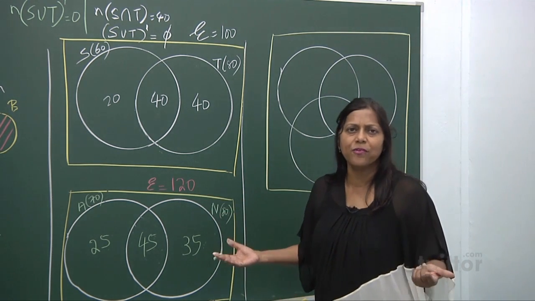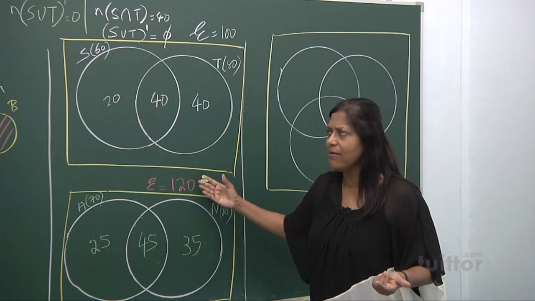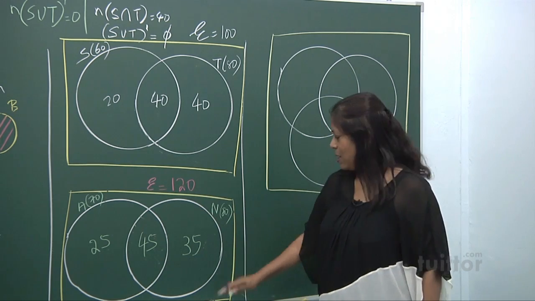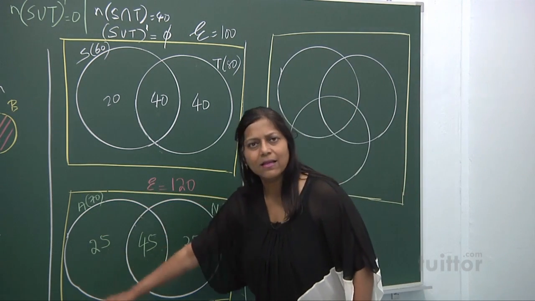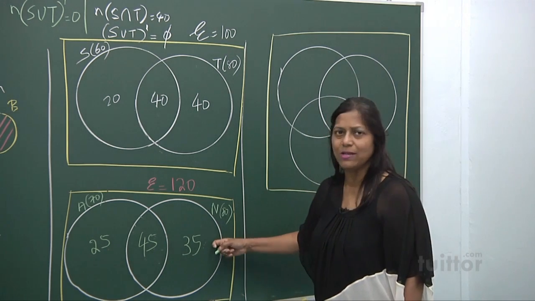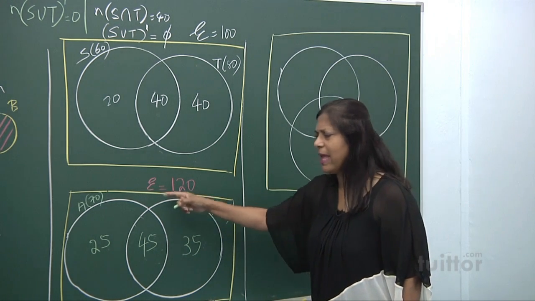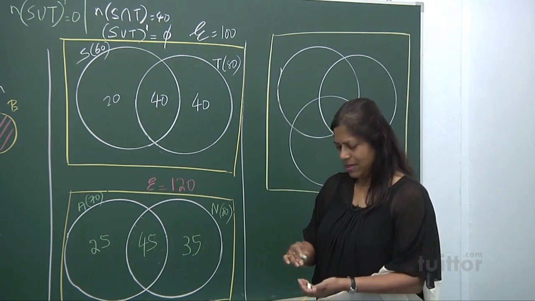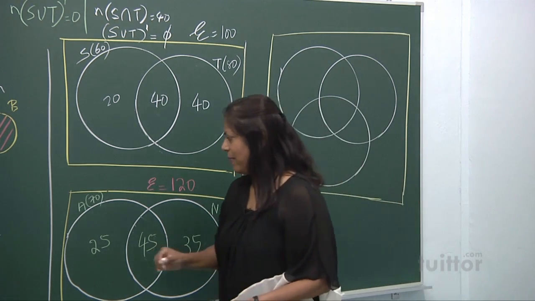So 120 minus 105, we have 15 pupils who are outside. They don't do art, they don't do food and nutrition. How do you call that? What is the set notation used? Can you tell me? It's actually what?